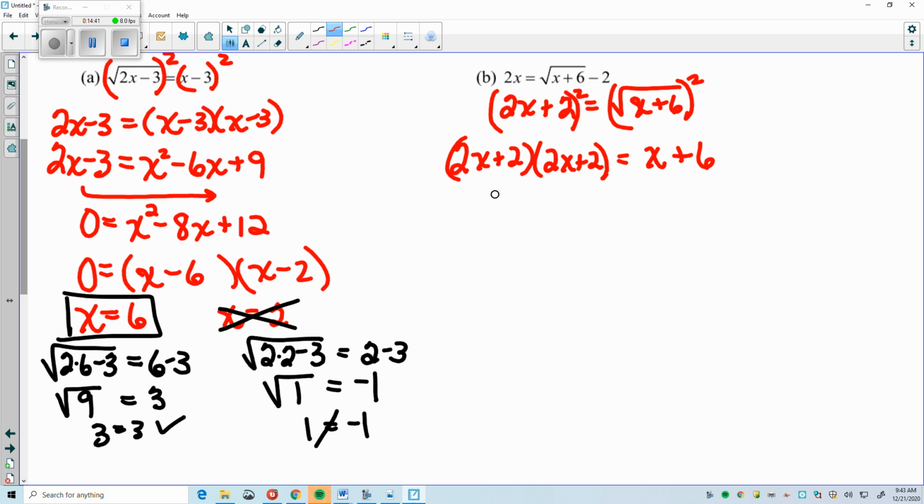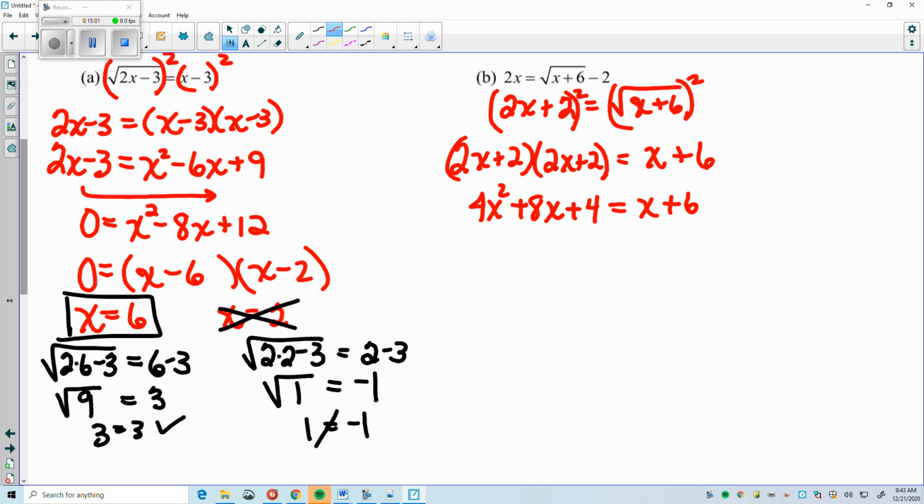Okay, so now we have to, again, do a little bit of FOILing here. So 2x times 2x, I get 4x squared. Outside, I would get 4x. Inside, I would get 4x, so that's a total of 8x. 2 times 2, I get 4.